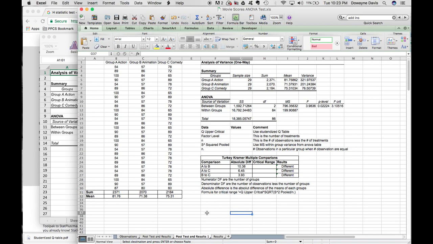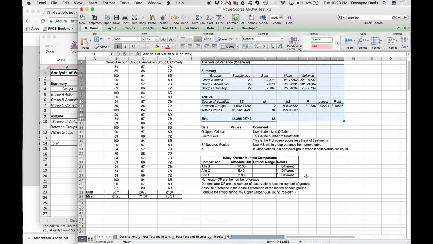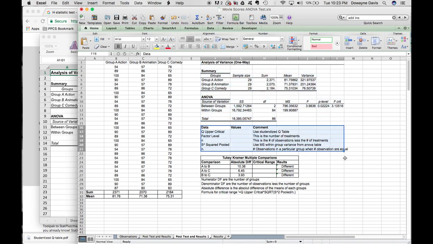In order for me to run this post hoc test, I need the sums of my data sets, and I need the means of my data sets. I have already copied over my ANOVA statistics here, and I've plugged in a number of values that I will have to find. So the first important value that I'll need to find is my Q upper critical value, and I'll need a studentized Q table to find this.